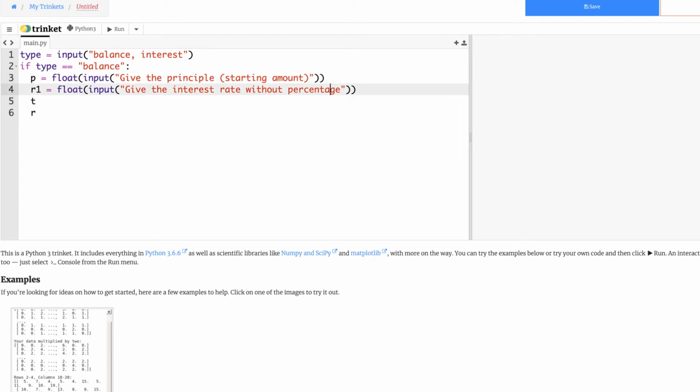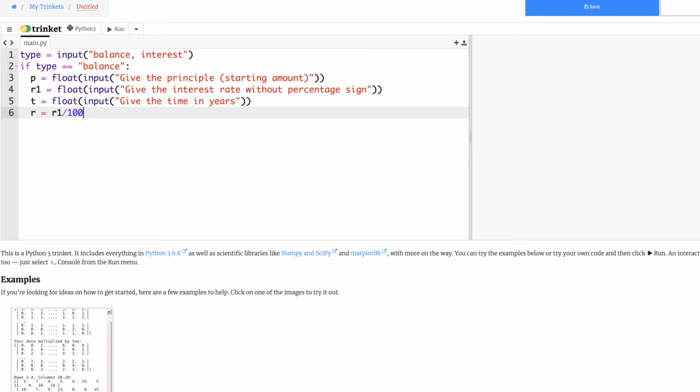So let's write it so it's a bit clearer. Okay, then we need to do equal to float input. Now in this one we need to find the time in years. So give the time in years, and R. This will be the actual interest rate, so this will be R1 divided by 100. So we get the decimal value.